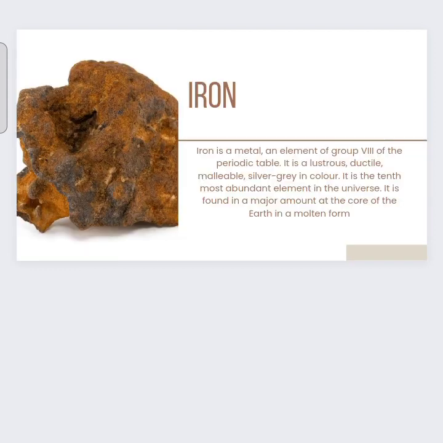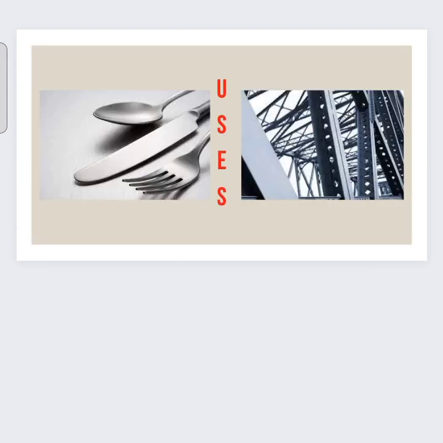Iron. Iron is a metal and element of group 8 of the periodic table. It is lustrous, ductile, malleable, and silver gray in color. It is the 10th most abundant element in the universe. It is found in a major amount at the core of the Earth in a molten form.